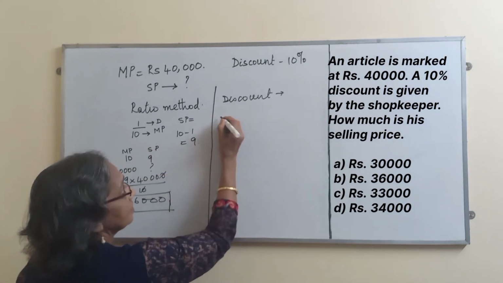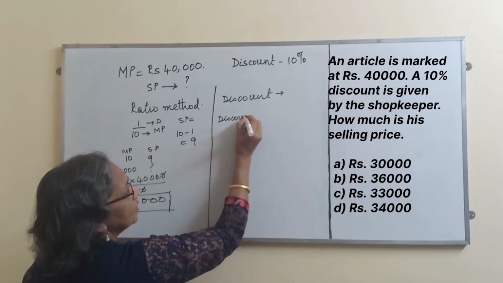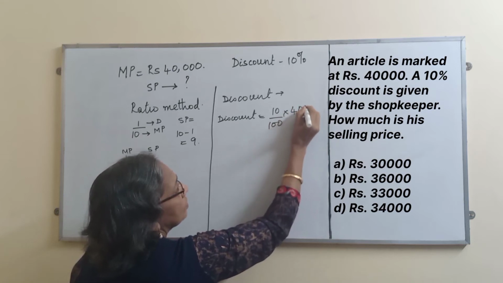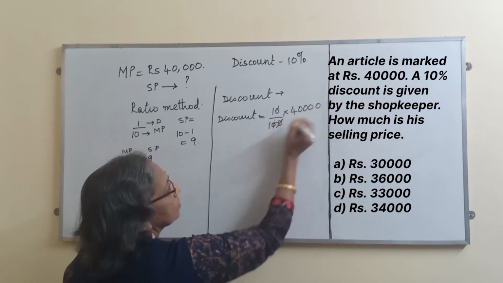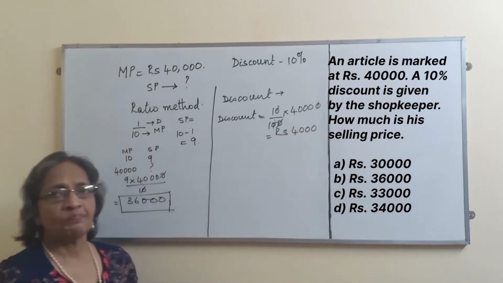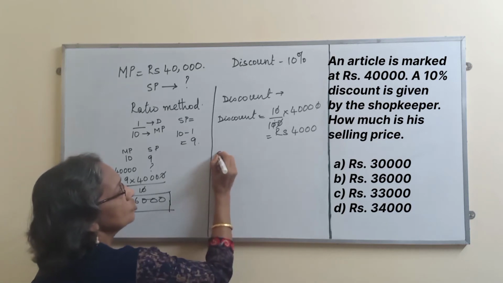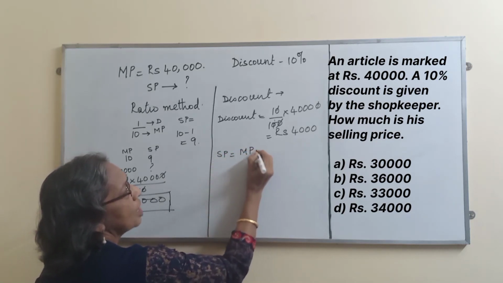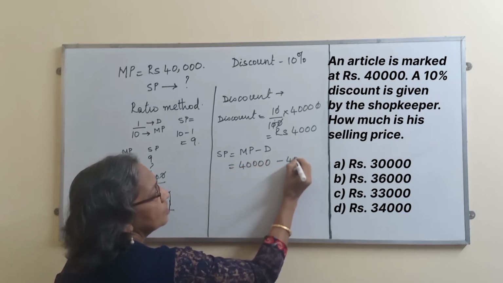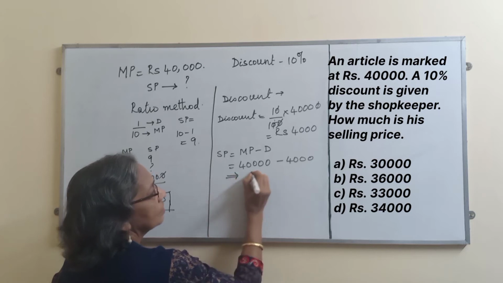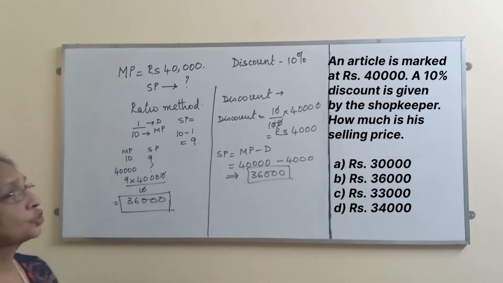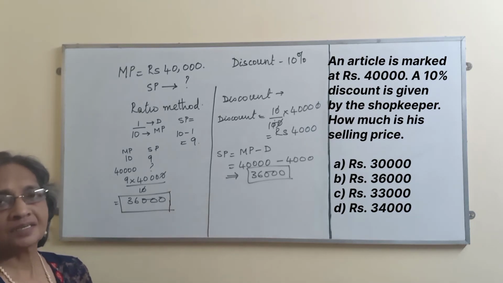Now let us calculate the discount. So how much would be the discount on this? It is 10% of 40,000. That is rupees 4,000. Now the discount is 4,000. So how would you find the selling price? The marked price minus the discount. So this would be 40,000 minus 4,000. In both the cases, you will see that the shopkeeper sells it for 36,000.